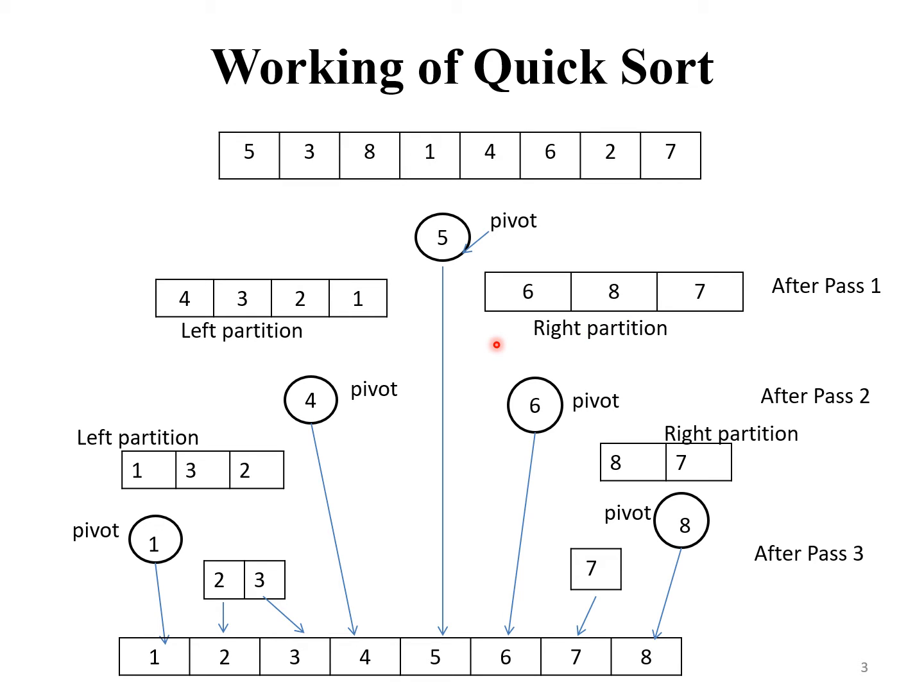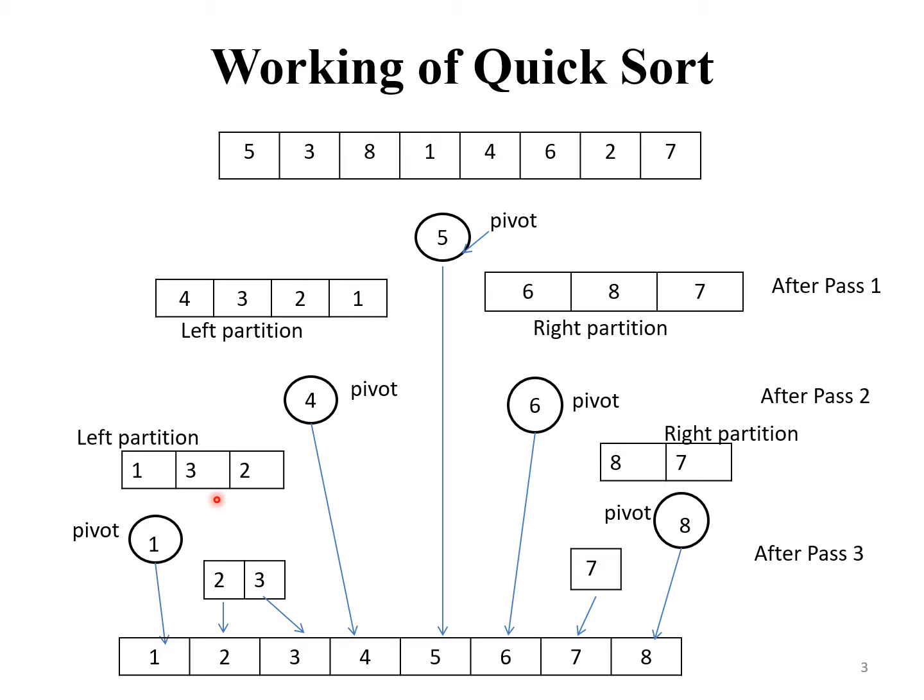Now repeat this process for the left side and right side partitions. We select the first element of this partitioned array as the pivot. So here 4 is now the pivot element, and 3, 2 and 1 are less than 4. That's why we place these elements on the left side of this pivot element. Now in the right partition, 6 is the first element. That's why we select 6 as the pivot element. Now 8 and 7 are greater than 6. That's why we place 8 and 7 on the right side of the pivot element.